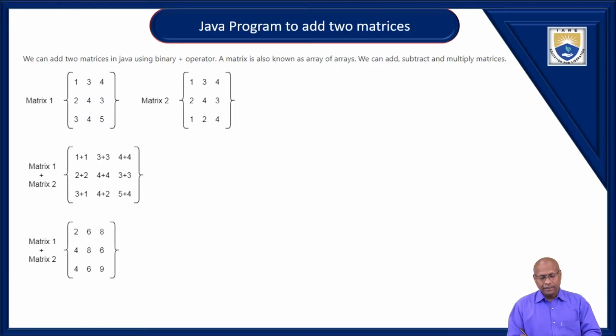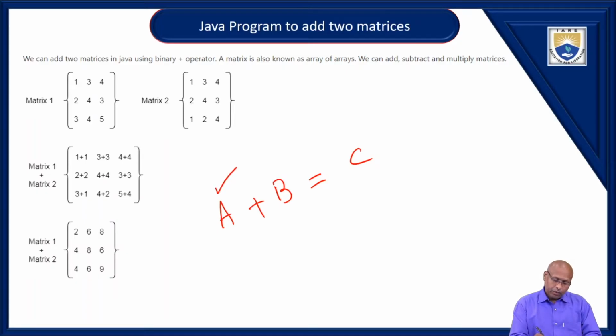When I say matrix addition, how many arrays do you need? A is one matrix, B is another matrix, then you will get one matrix C. So you need a 2-dimensional array, one more 2-dimensional array, and one more 2-dimensional array. This is the first matrix, this is the second matrix, this is the third matrix. That means you need three 2-dimensional arrays. And every matrix will have the same dimension.